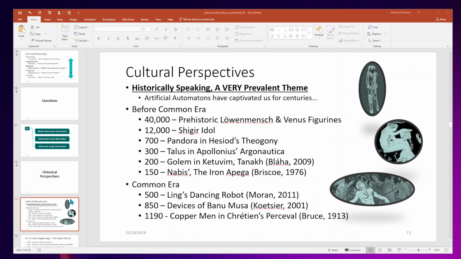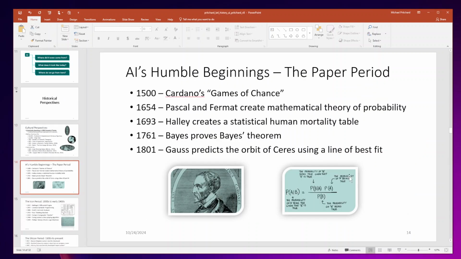Okay, so moving on, we're into the paper period. The paper period starts in the 1500s. Cardano's Game of Chance is laid down. He was an Italian polymath who was looking to make more money at winning games.